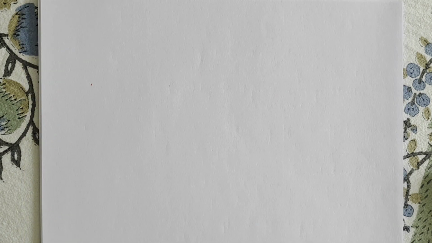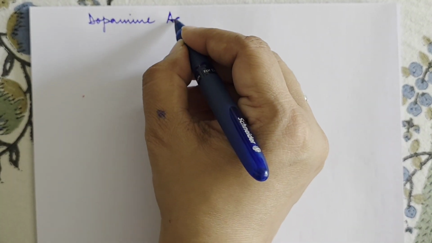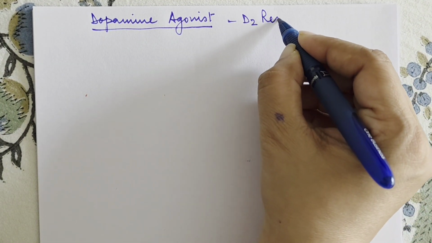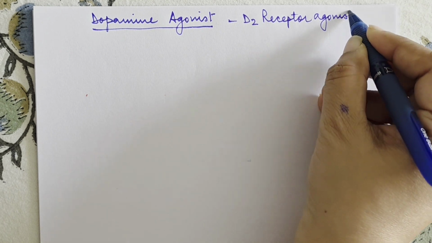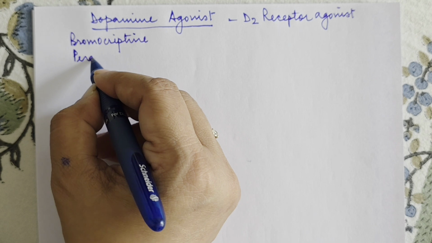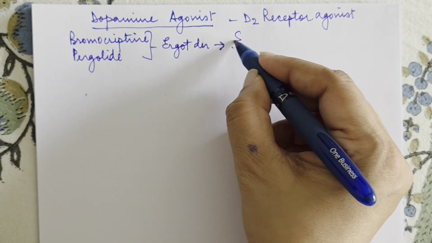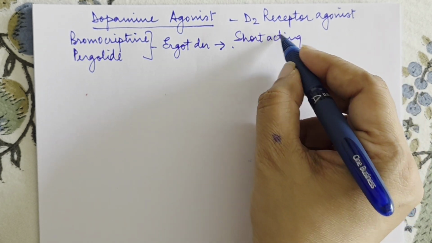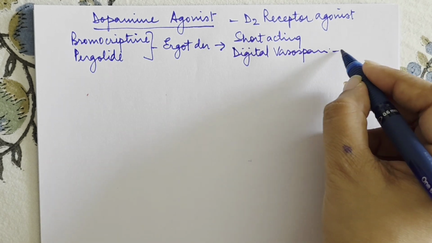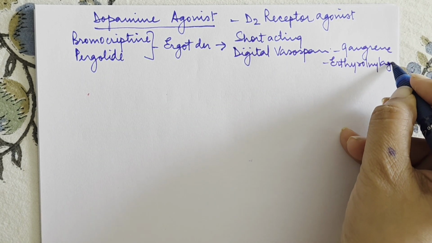Then coming to the next category of drug that we have, that is dopamine agonists. Now in dopamine agonists, the drugs that we have are D2 receptor agonists: bromocriptine and pergolide. These are ergot derivatives. They are short acting, firstly, and secondly they also cause digital vasospasm that can lead to gangrene, and can also lead to erythromelalgia.